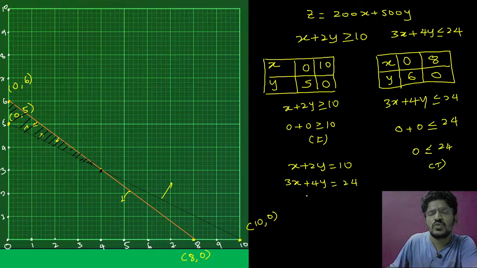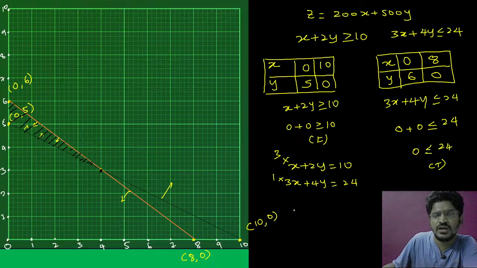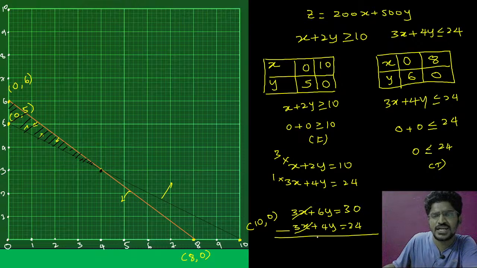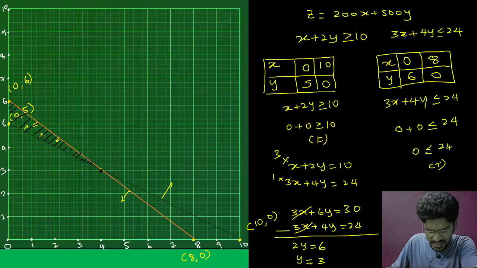Okay. So what you do, you can subtract by multiplying. You multiply 3 to the first equation, you multiply 1 to the second equation. So that will be 3x plus 6y equal to 30, and 3x plus 4y equal to 24. Now you can subtract this. The 3x will get cancelled. 2y will be equal to 30 minus 24, which is 6. So therefore y is 3.